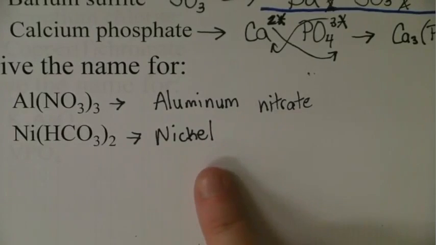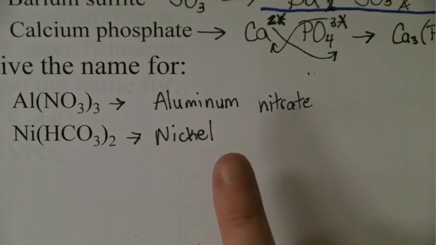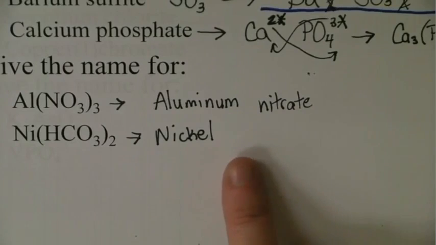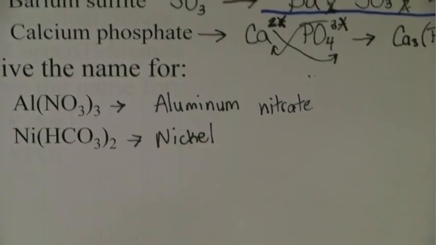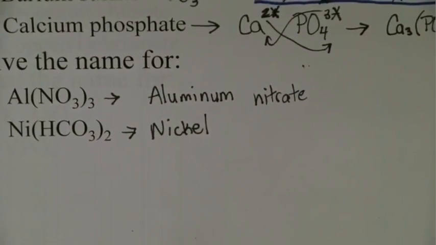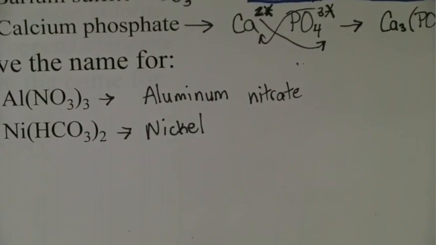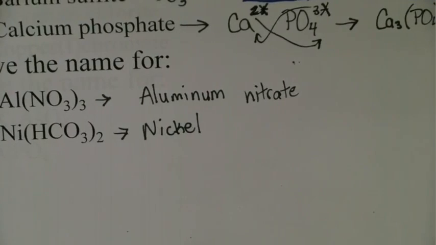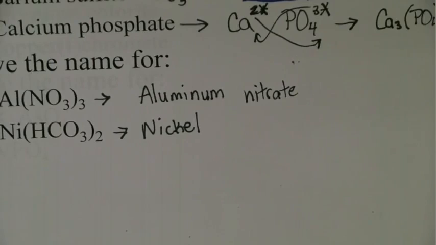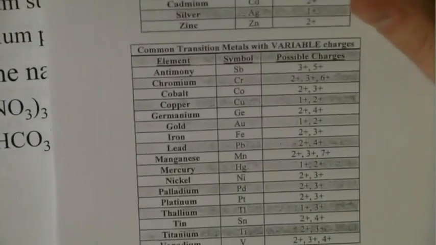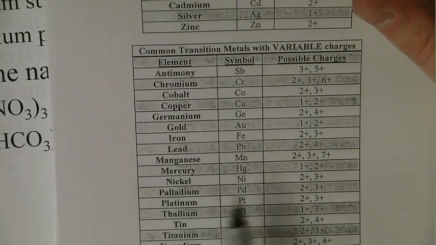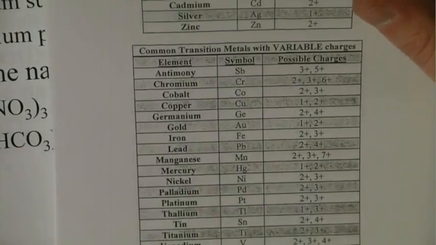You are right. I'm sure you're all right. You need a Roman numeral if this is a transition metal that forms more than 1 charge. So, if you were to get out your trusty transition metal chart and look up nickel, we know nickel is here, and we know nickel can form either a +2 or a +3.